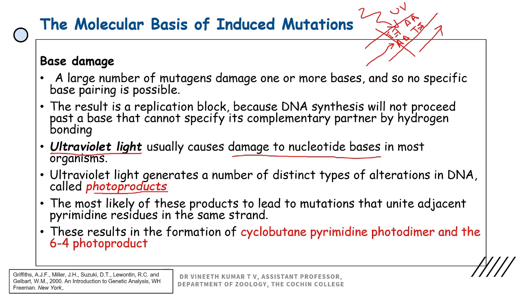This is how UV radiations are causing the halt in replication or mutation. This results in the formation of products like cyclobutane pyrimidine dimer and 6,4 photoproduct. A general term for both of these is thymine dimers, and usually this occurs between two thymines that are close by. From that particular point further, replication will not happen, and that is how it is blocking replication or causing a mutation in the DNA.